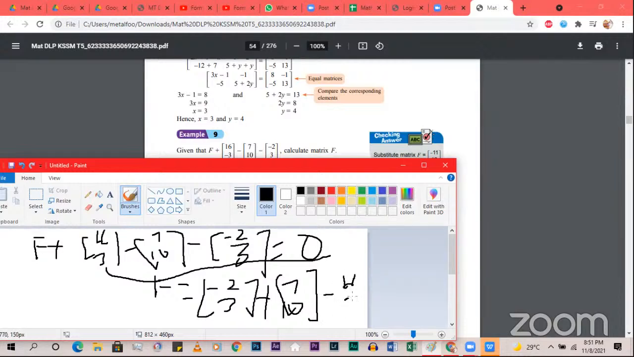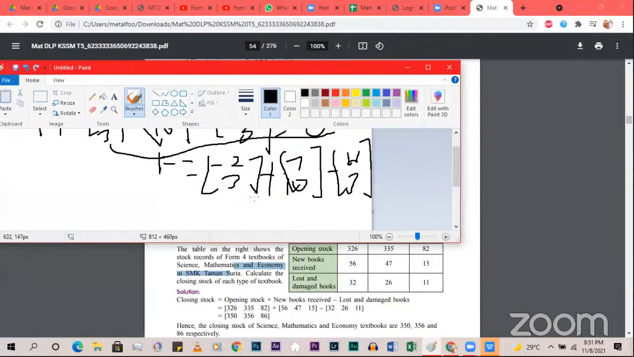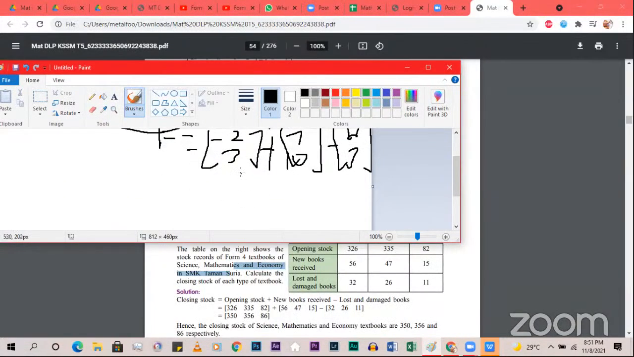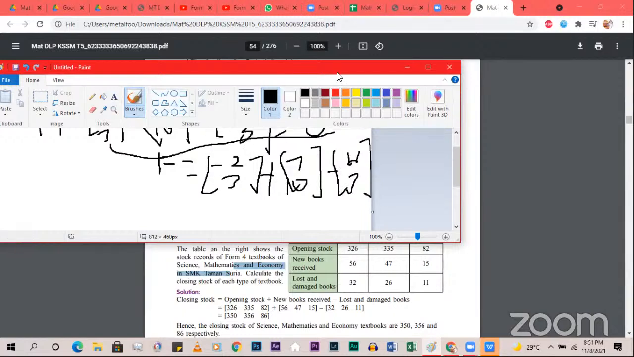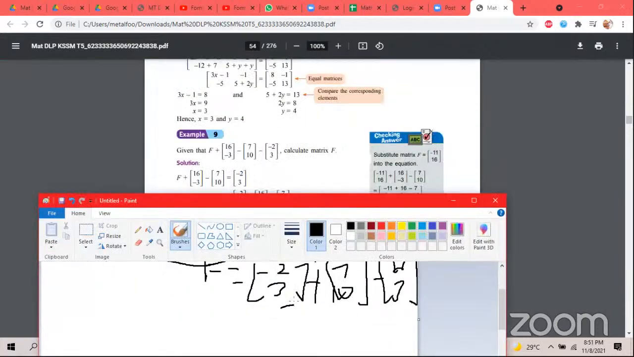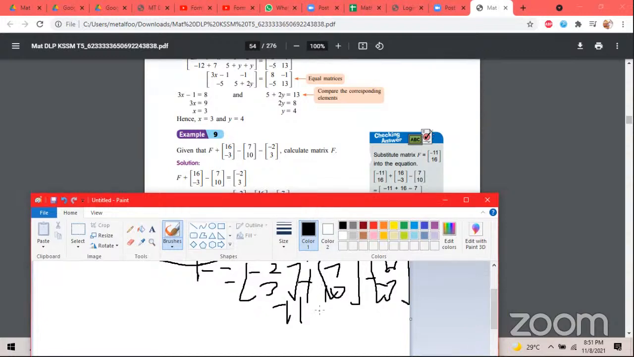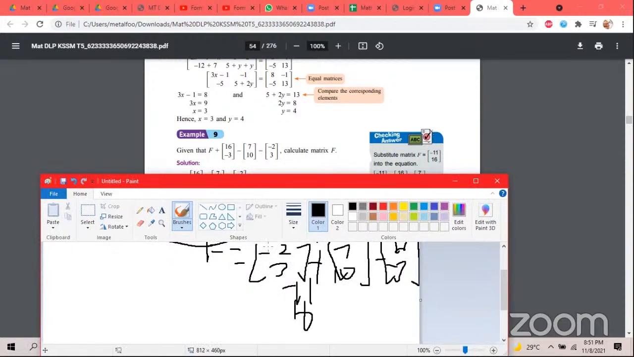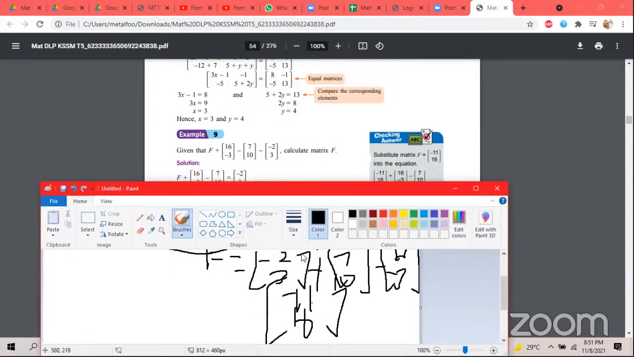Minus 16, 3. So what will it be? -2 plus 7 is 5 plus 16. 5 minus 16 is negative 11. 3 plus 10 is 13, 13 minus, oh, it's negative 3 here, sorry. 13 minus negative 3 is 16. So the answer will be negative 11, 16, all right? F.